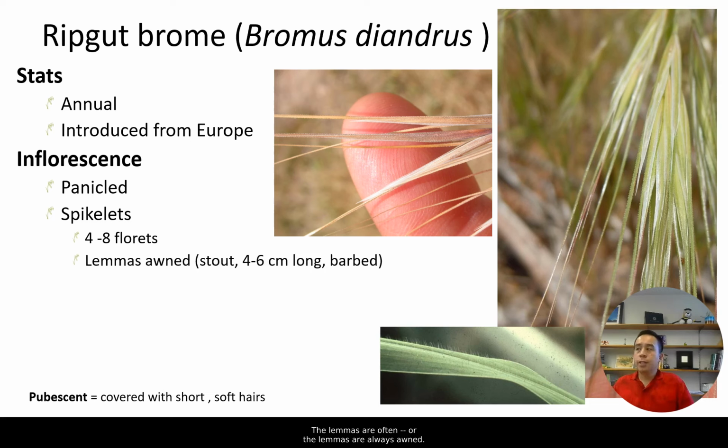The lemmas are always awned, and the awns are stout, often relatively long, ranging from 4 to 6 centimeters, and barbed. If you look very closely, if you have a large screen on the slide, you'll notice that there are tiny little hairs on the lemmas and the awns. That's the barbed that we're talking about. You can see it right above me in this picture with the grass that's green, and you can also see it in the photo that is brownish and under a finger. If you look closely, you'll see little white hairs, and those are the barbs that we're talking about.